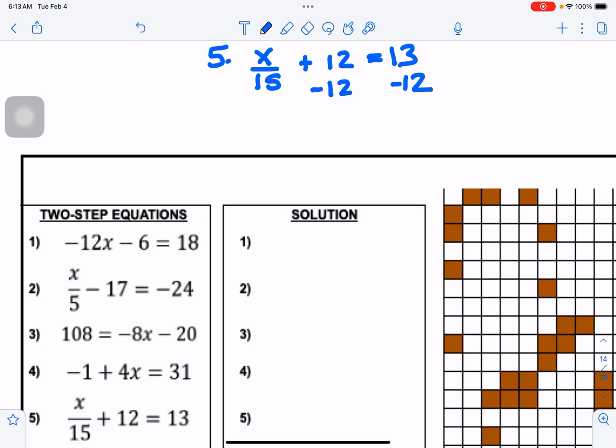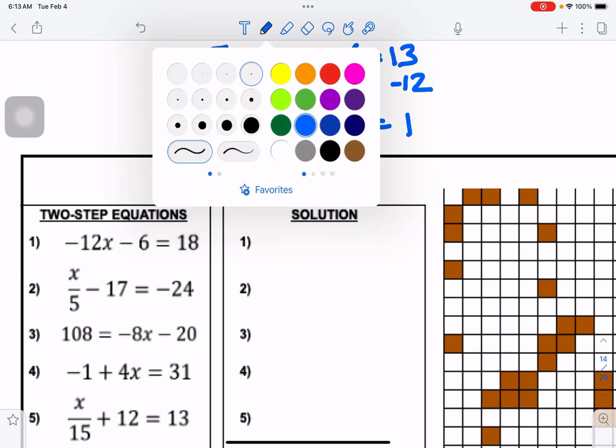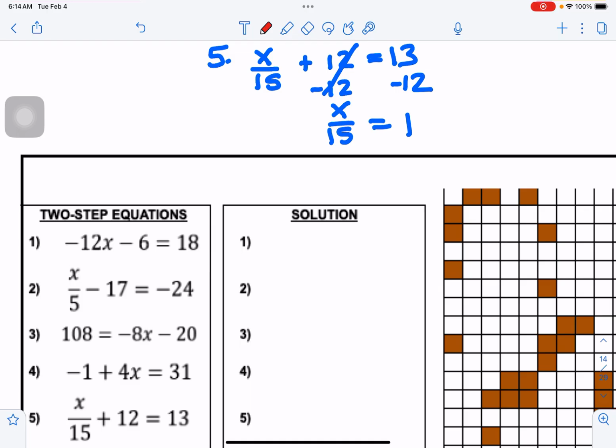So in this case, the opposite of adding 12 is subtracting 12. I do that so that the 12s cancel each other out. And now I have x over 15 equals 1. That fraction bar means to divide. The opposite of dividing is to multiply. So I'm going to multiply both sides by 15.